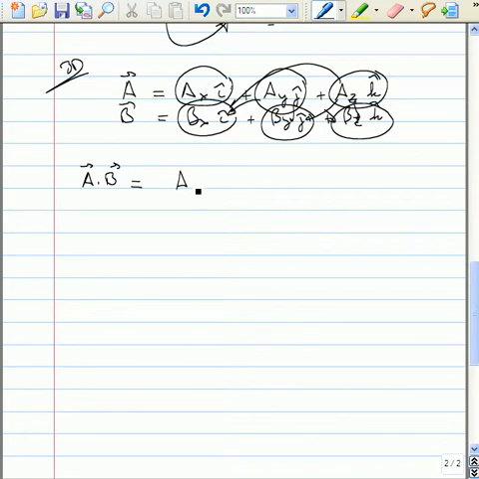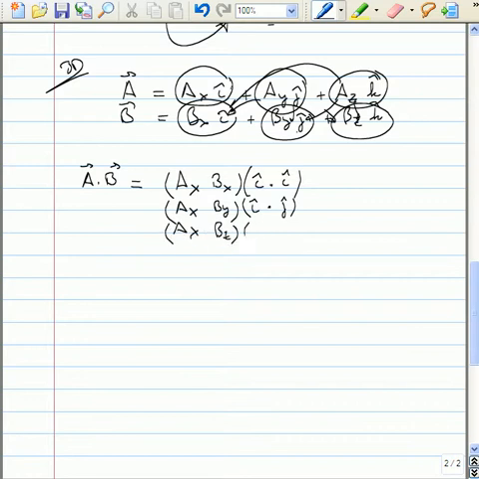So let's write down every term explicitly. So first term, AX i dot BX i. Now remember those commute, so I'm going to put all the scalars together. AX, BX. Those are two scalars. So I end up with another scalar, and then i dot i. Then the first term with the second term. So AX times BY multiplied by i dot j. And then AX BZ i dot k.